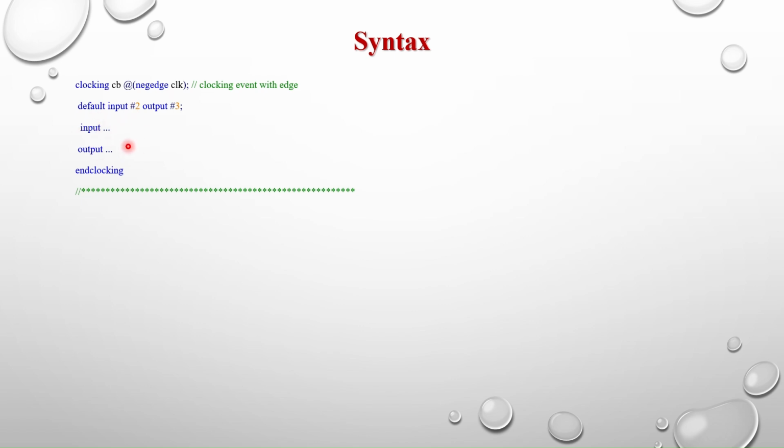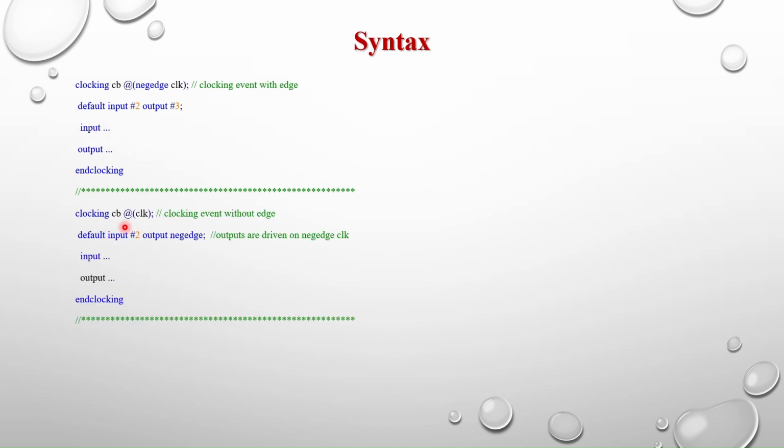These are all the clocking signals. The second one is where I have taken just a clocking event without an edge. Just clock without edge, with default input #2 and output negedge. Here you can see I'm not taking any skew number. Skew we can take the edge also here.